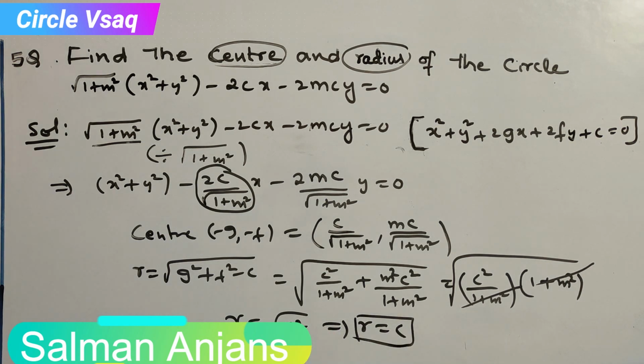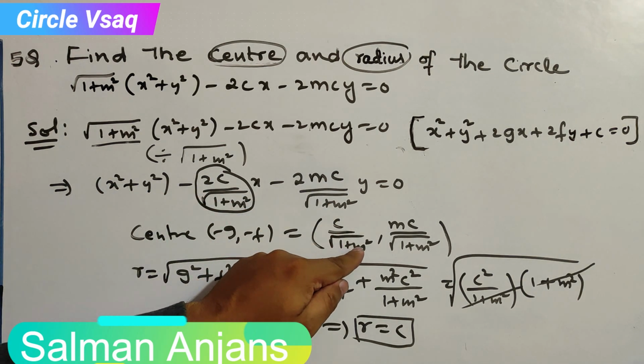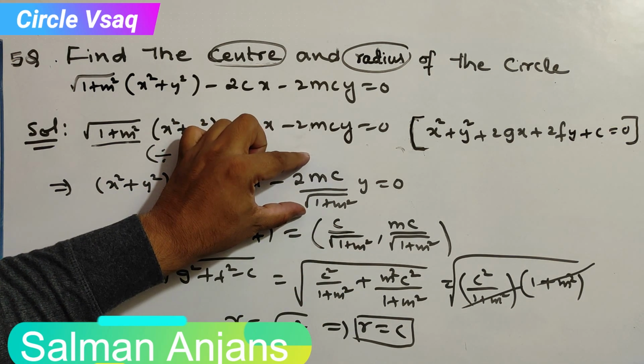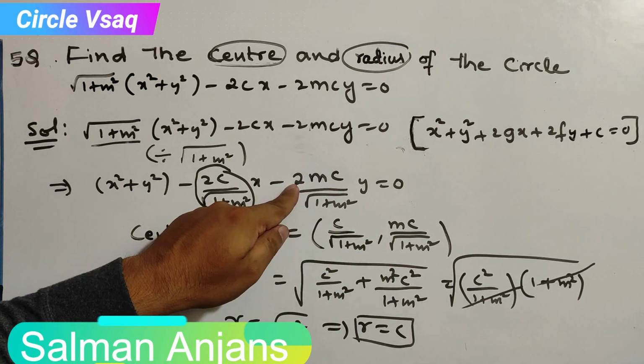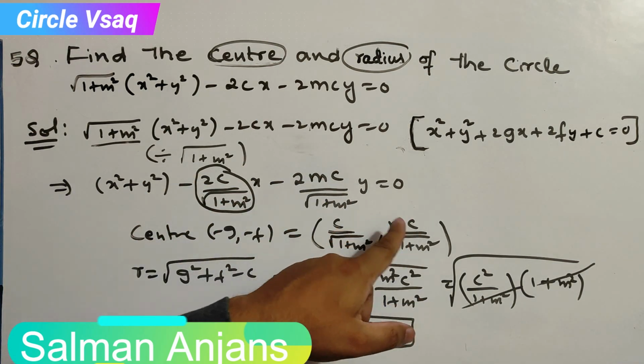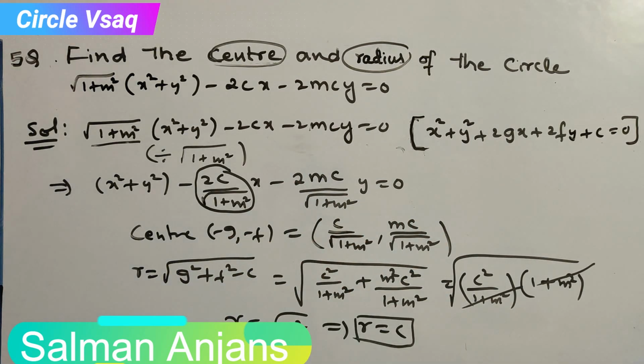Okay. So this is the value of 2g. So 1g is 2 gets cancelled, c by root over 1 plus m square. This is the value of 2f. So minus f means minus is there, plus 2f. So 1f cancel, 2 cancel, mc by root over 1 plus m square. Write down.